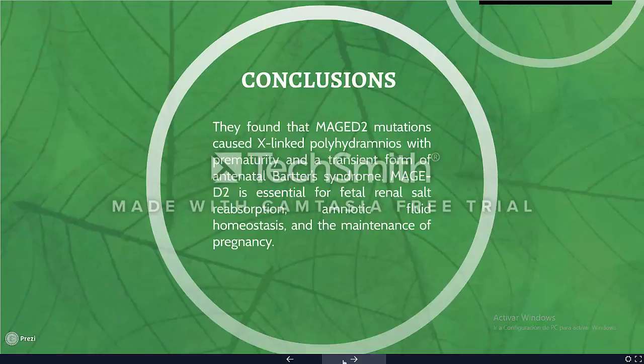In conclusion, they found that MAGE-D2 mutations cause X-linked polyhydramnios with prematurity and a transient form of antenatal Bartter syndrome. MAGE-D2 is essential for fetal renal salt reabsorption, amniotic fluid homeostasis, and the maintenance of pregnancy.